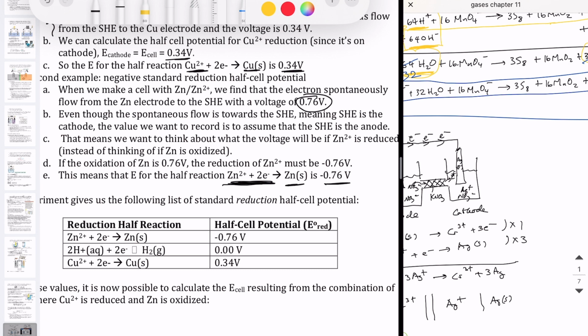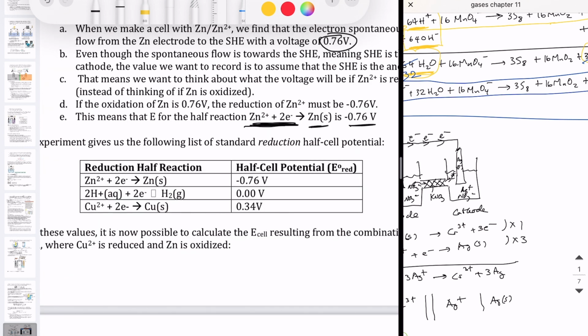If we put all of these together in a table, it will look something like this. This side just shows you what the reduction half reaction looks like for each of those species that we just talked about. So this is zinc 2 plus, this is the H plus in the standard electrode, and then this is the copper 2 plus. Again, they're all reduction reactions, very important to keep in mind here. And then this is the half cell potential that we just measured, which is given the symbol E standard red. And for zinc is negative 0.76, for the standard electrode is 0, and for copper is positive 0.34.